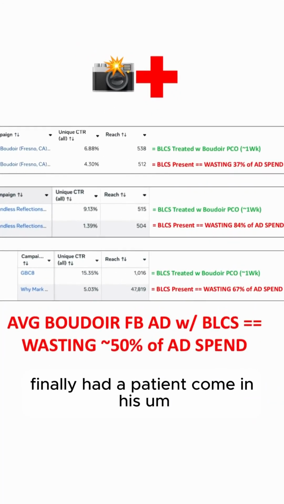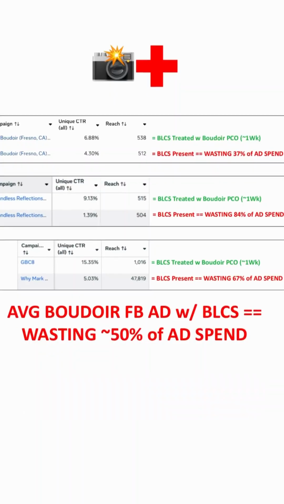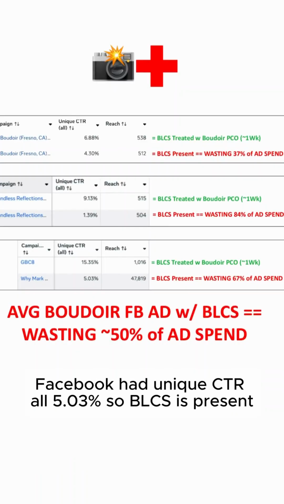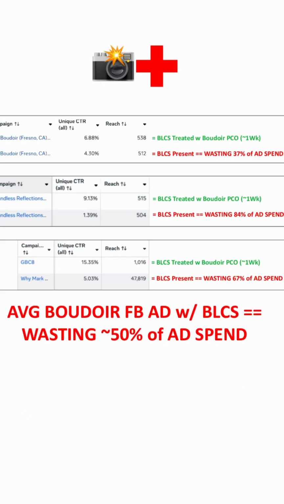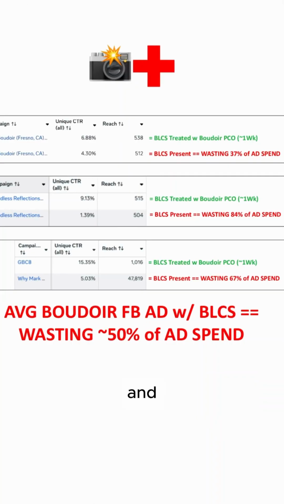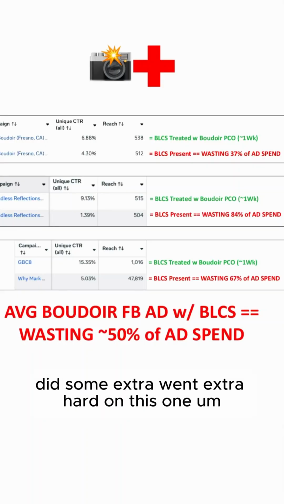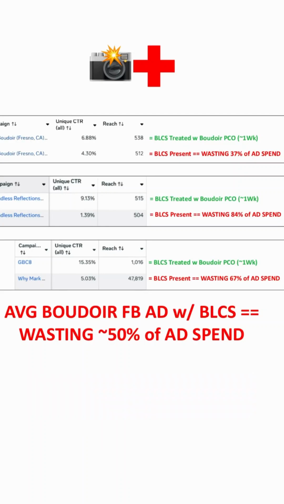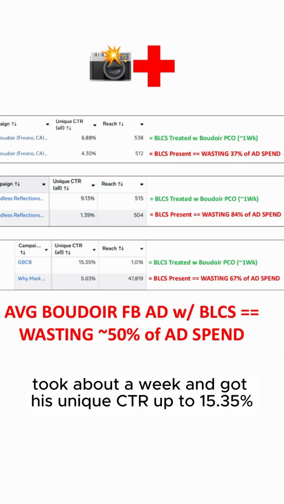Finally, had a patient come in. His boudoir Facebook ad unique CTR was 5.03%. So BLCS is present. So we duplicated it, went extra hard on this one. Treated with Boudoir Pico, took about a week, and got his unique CTR all up to 15.35%.